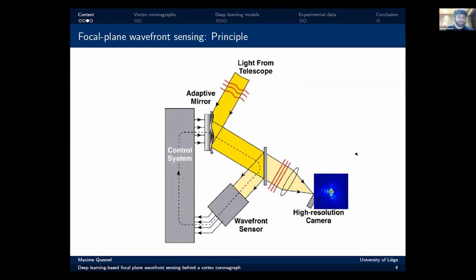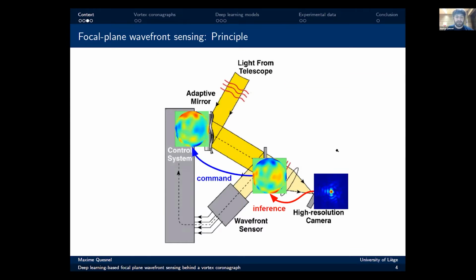Focal plane reference sensing basically means taking our science image, or point spread function, and trying to infer the pupil plane phase aberrations with some method I will discuss. Once you get this phase, we want to apply the opposite phase using the deformable mirror to cancel the aberration out and get a cleaner PSF closer to the diffraction limit. So this is focal plane reference sensing, in very basic words.